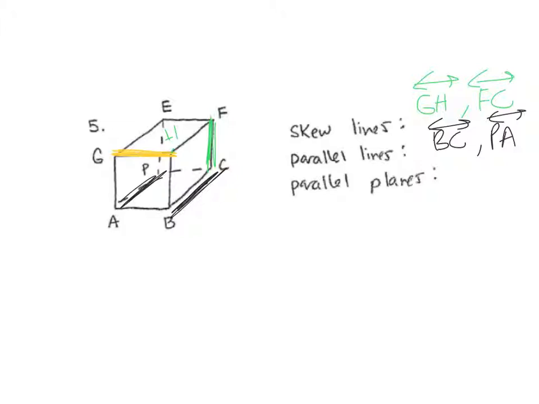And parallel planes are two planes that are parallel to each other. So you can pick the top and the bottom, or the right, left, the front and the back. Make sure when you name a plane you use 3 or 4 letters with no commas and nothing above it. So G, E, F is parallel to P, A, B on the bottom.